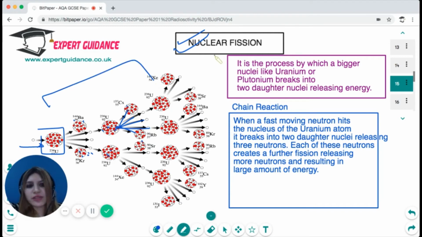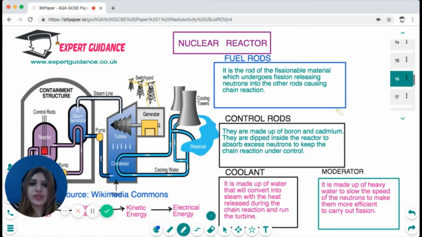So what is nuclear fission? It is a process by which a bigger nucleus like uranium or plutonium breaks into two daughter nuclei, releasing energy. Now, why is it a chain reaction? Because a fast-moving neutron hits the nucleus of the uranium atom. It breaks it into two daughter nuclei, releasing three neutrons. Each of these three neutrons creates a further fission, releasing more neutrons, resulting in a large amount of energy, constituting the chain reaction.